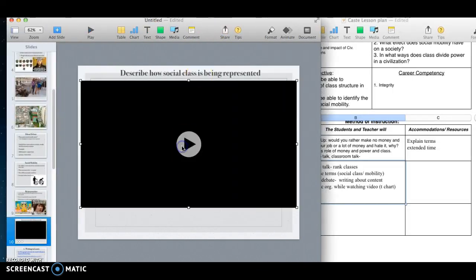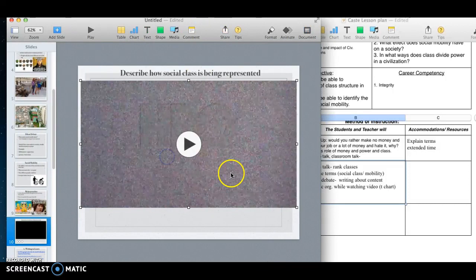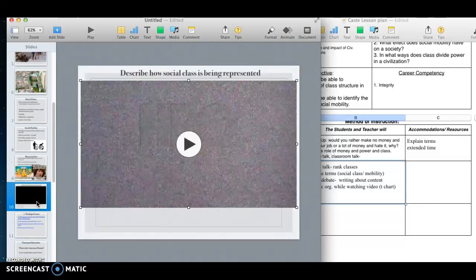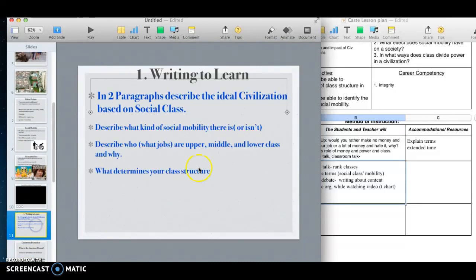All right, once we watch the video, which it's a pretty good video. It's about 10 minutes. I would frequently stop and talk about it. Now we need to apply what we learned. So using that graphic organizer, using our terms, I would like them to have 2 paragraphs and describe a couple different things, but describe mobility, what it looks like, social class.